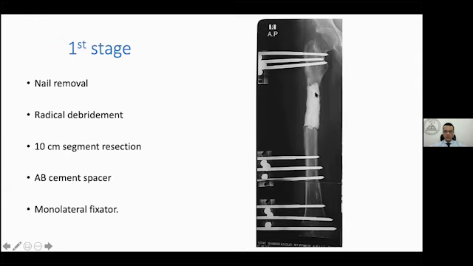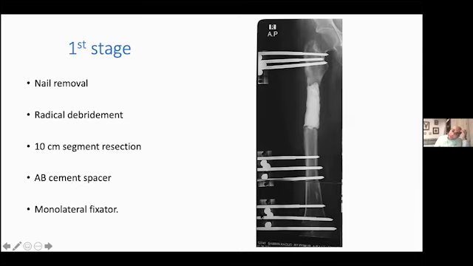During her first stage, the nail was removed. A 10 centimeter femoral segment was resected. This was followed by an application of an antibiotic cement spacer with application of a monolateral femoral fixator.